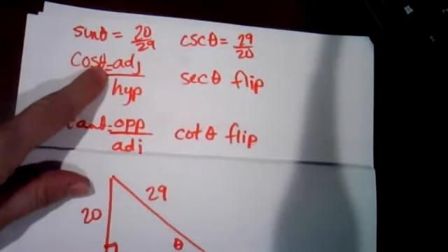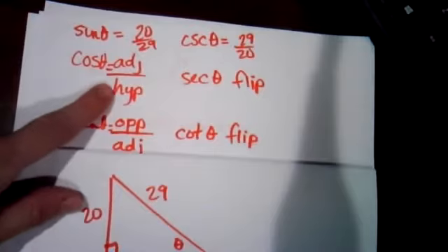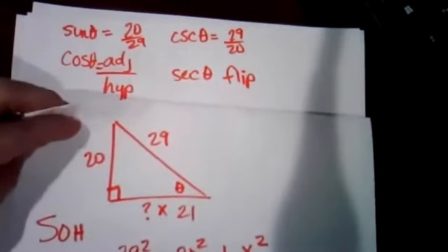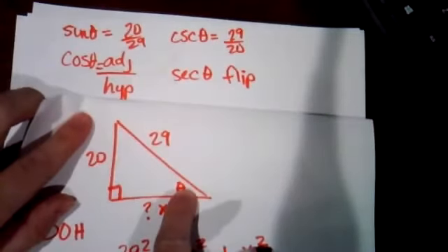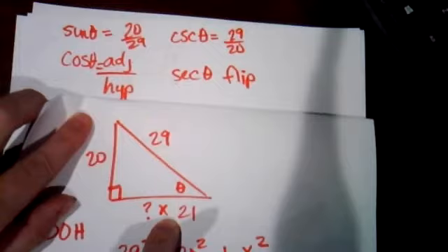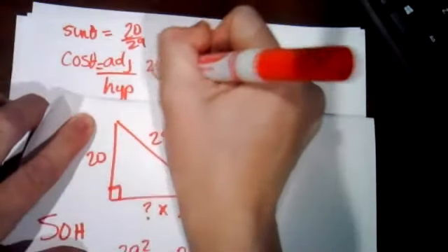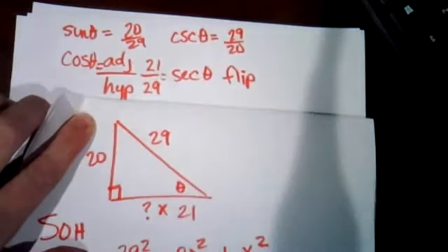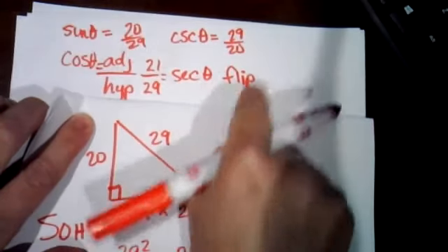So I have the cosine, sorry, not cosecant, cosine of theta is the adjacent over the hypotenuse. And I didn't do all of these so that you can kind of watch me. We have the adjacent to theta, which is going to be our 21 over our 29. So this is 21 over 29. And this is also our secant of theta because it's flipped.